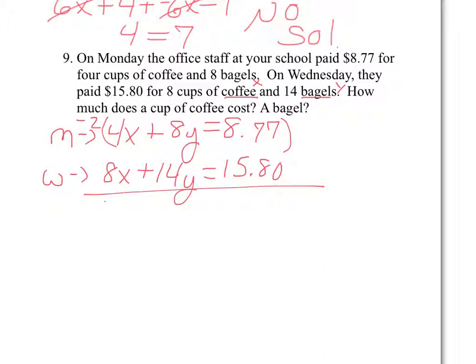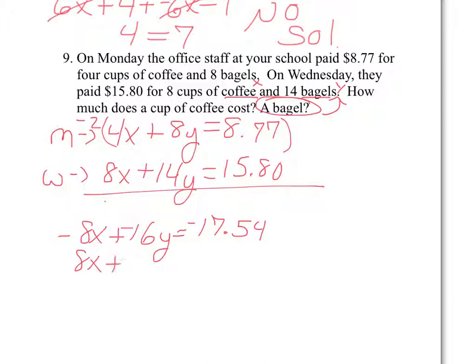I'm looking to get the x's to cancel out because I'm looking for the price of a bagel. I don't need to know the price of a coffee. I just need the price of a bagel. And bagels are represented by the y variable. So I can actually do less work if I can get the x's to cancel out. So negative 8x plus negative 16y equals negative $17.54. Bottom equation stays the same.